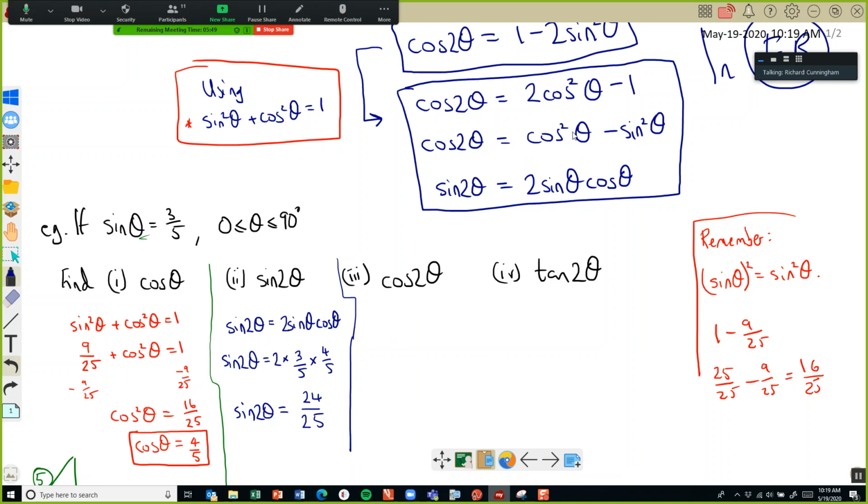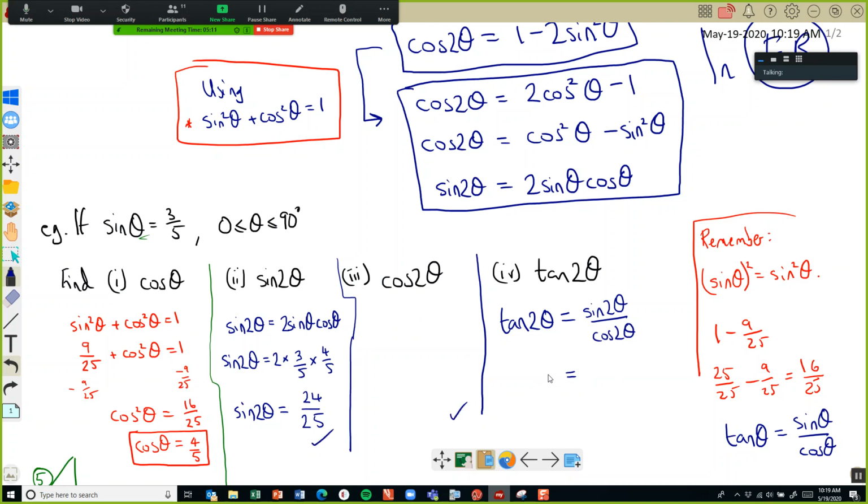Alright, the third one, you can use any one of these formulas you want, because you're just going to be squaring things. And for the fourth one, tan 2 theta, well, what is tan? What's the other identity for tan theta? It's also equal to sine theta over cos theta. So tan of 2 theta is sine of 2 theta over cos of 2 theta. And it's just a question of putting your values that you get for this one and this one into it, okay? And knowing how to divide fractions.